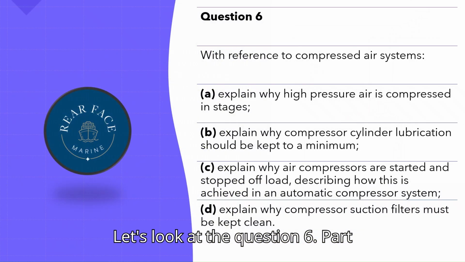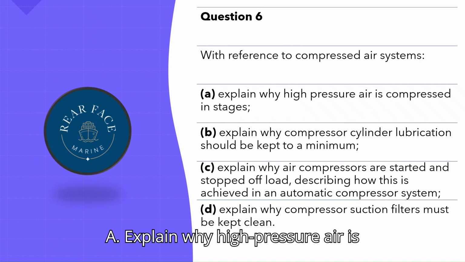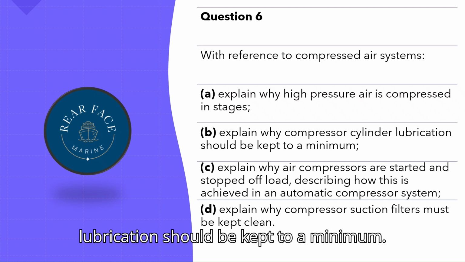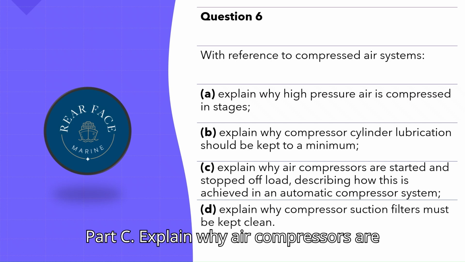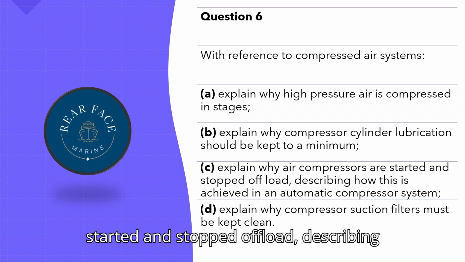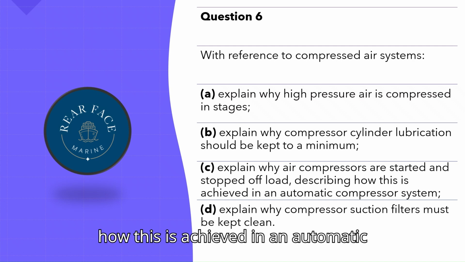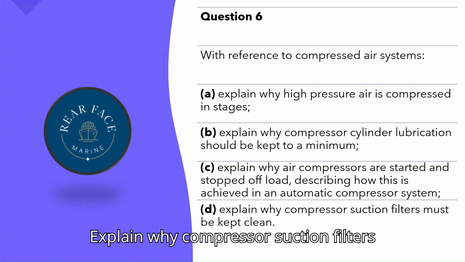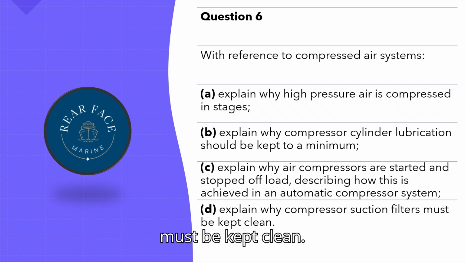Let's look at question 6. Part A. Explain why high-pressure air is compressed in stages. Part B. Explain why compressor cylinder lubrication should be kept to a minimum. Part C. Explain why air compressors are started and stopped off load, describing how this is achieved in an automatic compressor system. Part D. Explain why compressor suction filters must be kept clean.